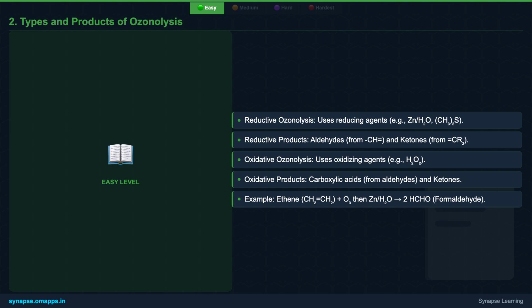Oxidative ozonolysis, on the other hand, typically uses hydrogen peroxide. Here, any aldehydes formed are further oxidized into carboxylic acids, while ketones remain unchanged. For example, if you start with ethene, reductive ozonolysis gives you formaldehyde, a simple aldehyde.